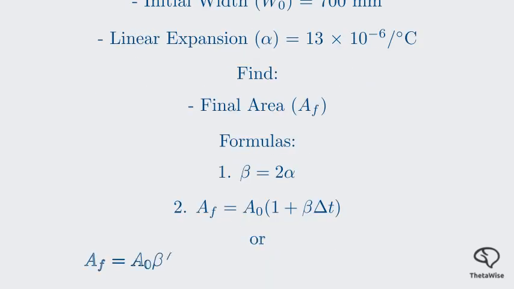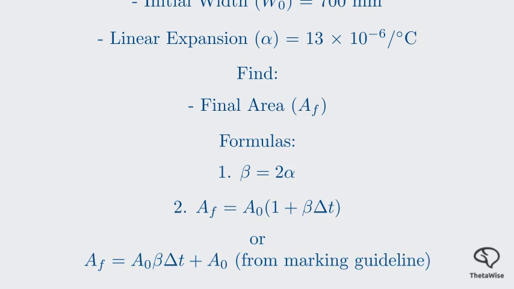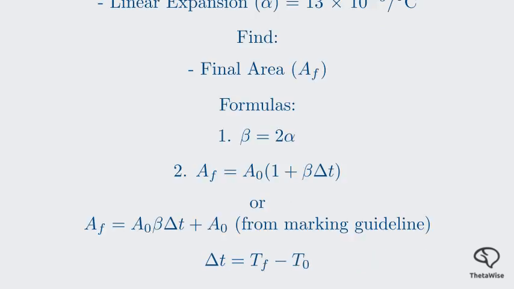The marking guideline also shows an equivalent formula. Af equals A0 times beta times delta T plus A0. Both are correct. With our data and formulas, we can now solve the problem step by step. First, let's find the initial area, A0. The plate is rectangular, so its area is length times width.